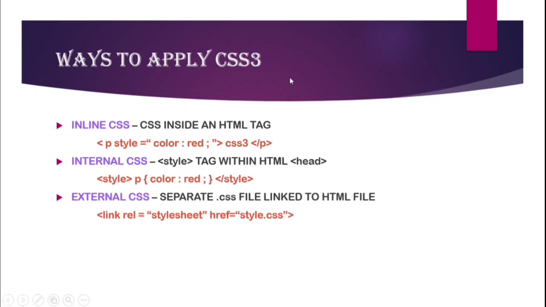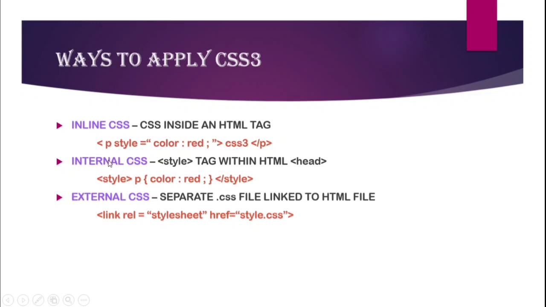Then we can see the different ways to apply CSS, how we can apply CSS to our HTML page. First one is the inline CSS. So what is this inline CSS? CSS inside an HTML tag is nothing but inline CSS. P is the paragraph tag, right? So for the paragraph tag, I'm directly applying the style here. I'm adding style equal to, and I'm changing color equal to red. This is nothing but the inline style that we add directly to any particular HTML element that you want.